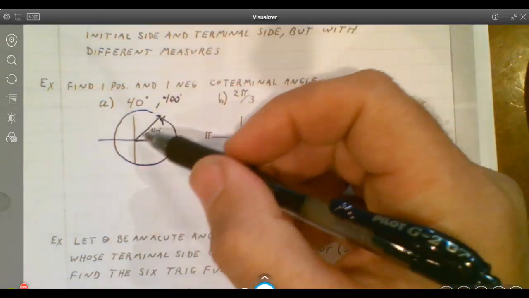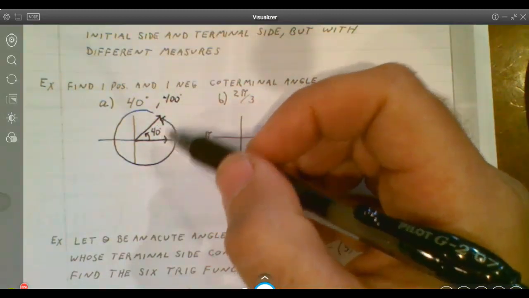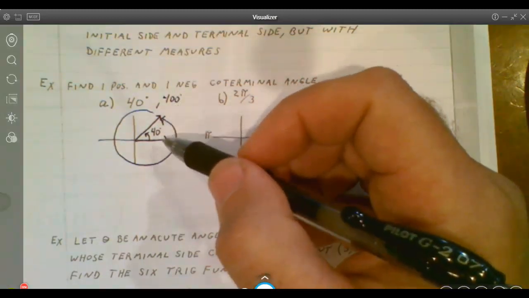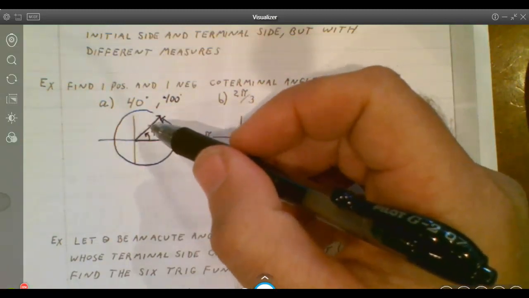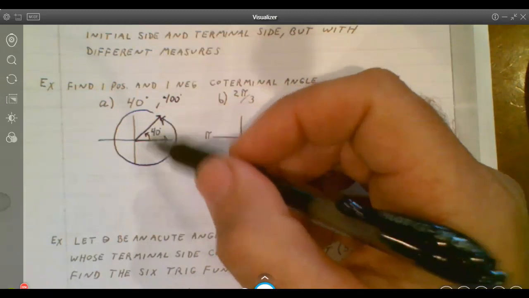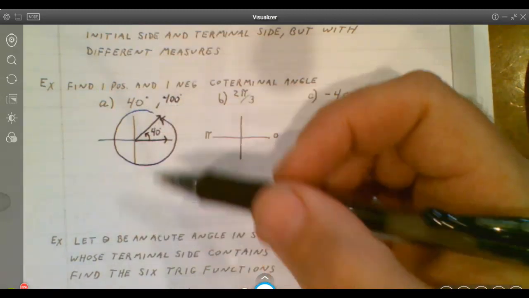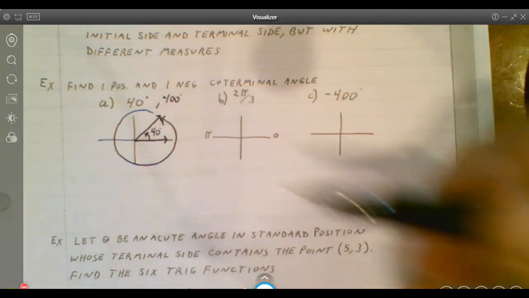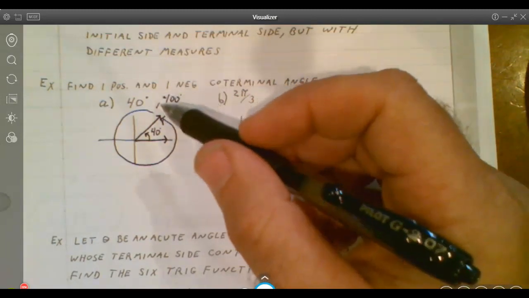So I'm ending in the same position I started in, with 400 degrees. If I start here and travel 400 degrees, I end up right here where that 40 degree mark was. So these are coterminal angles that have different measures to them, right? They started in the same place, they ended in the same place, yet they have different measures. So that would be a positive coterminal angle.